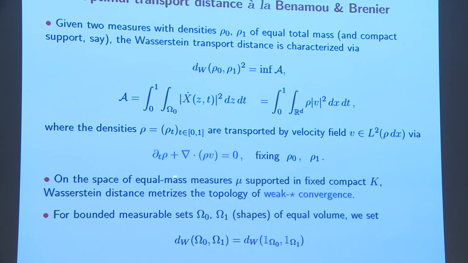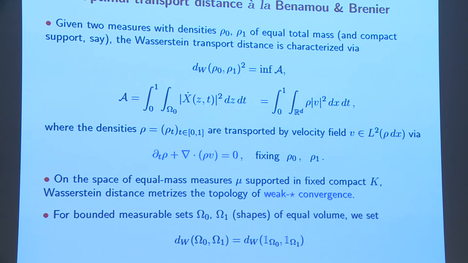And of course, as we'll see in a little bit, the density is not constant. It's not incompressible. Nevertheless, it has a lot of wonderful and amazing properties. One of these is that if you consider measures of constant total mass supporting a fixed compact set K, the distance you get this way actually metrizes the topology of weak star convergence. So it's a complete space, and you have a lot of nice metric properties.